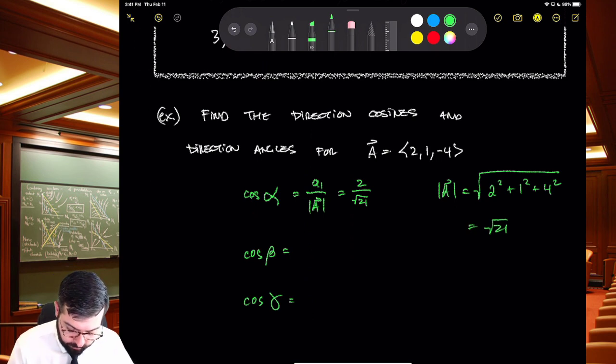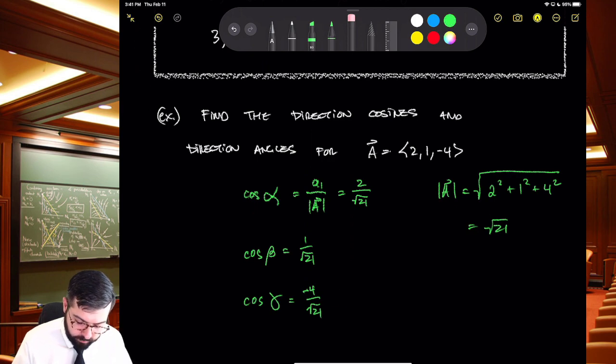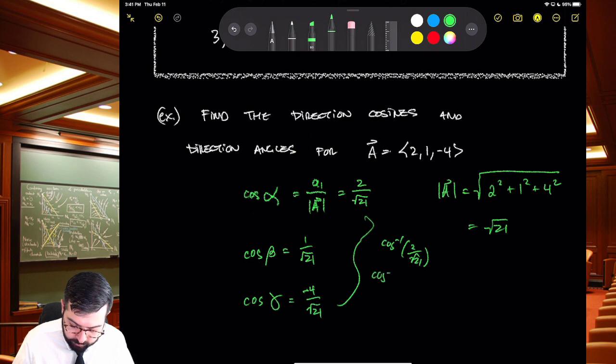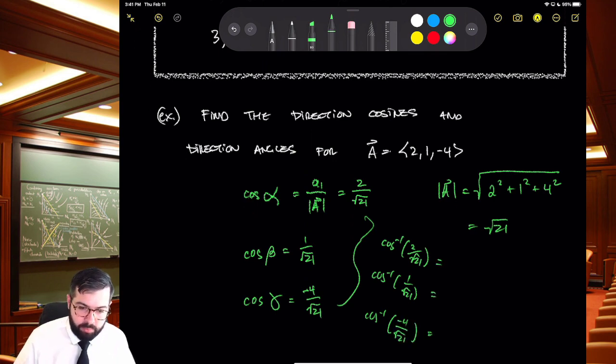Yes. Right. And so if you run these through, again, you can check this after, but you take the inverse cosine of 2 over radical 21, inverse cosine of 1 over radical 21, and of this guy, and you should end up with 64.1 degrees, 77.4 degrees, and 150.8 degrees.